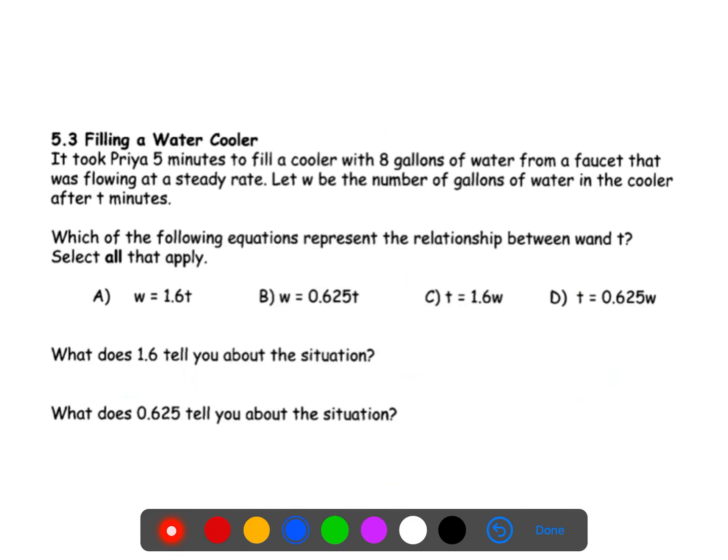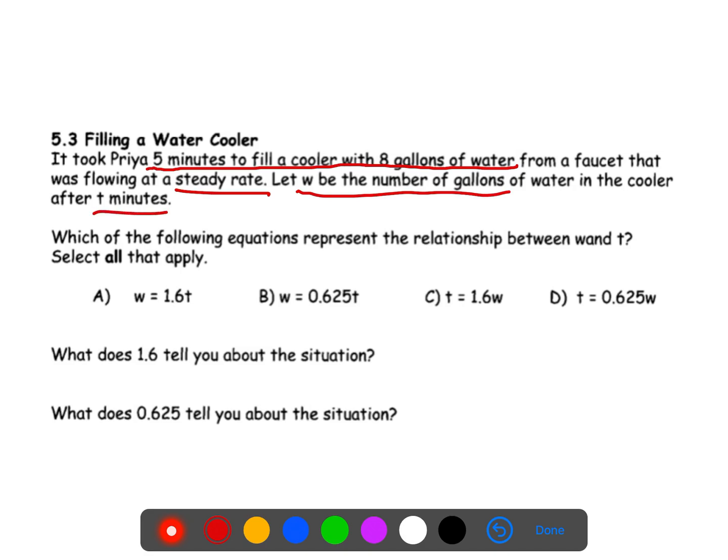If we are filling a water cooler, it says Priya had taken 5 minutes to fill a cooler with 8 gallons of water from a faucet, flowing at a steady rate. So there we know we have a proportional relationship. The same amount of water is coming out of that faucet every minute. So we can set up a table, we can see this proportional relationship, and we can write an equation for it. It says to let W be the number of gallons of water after T minutes.